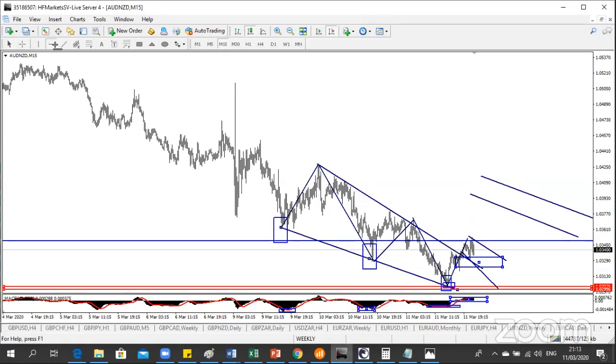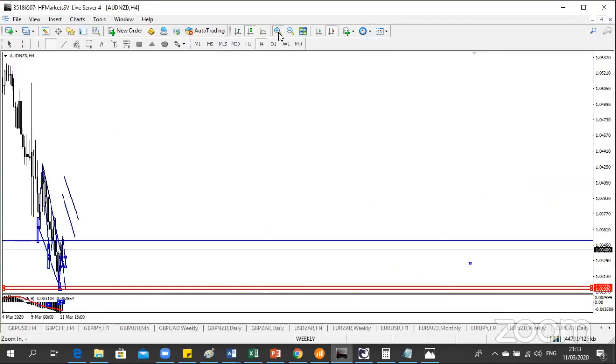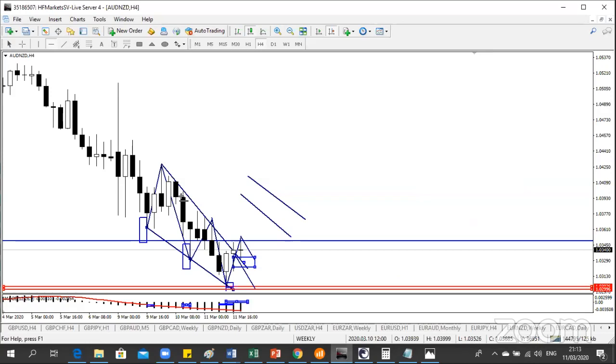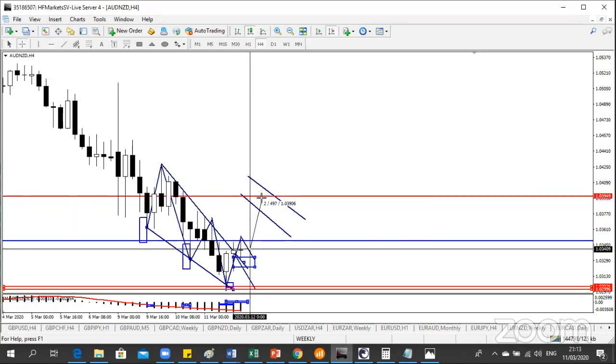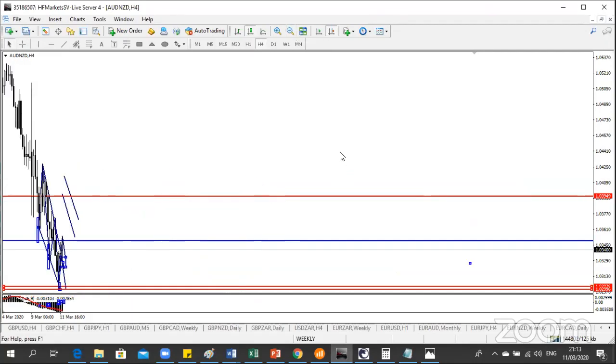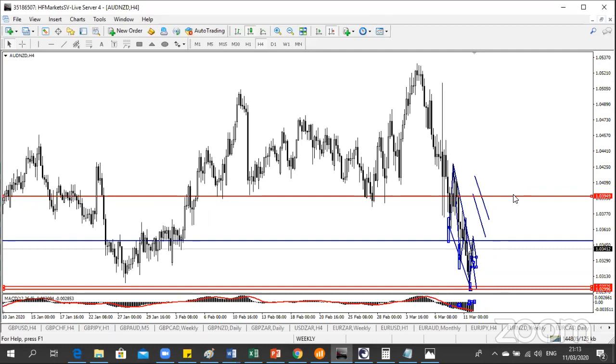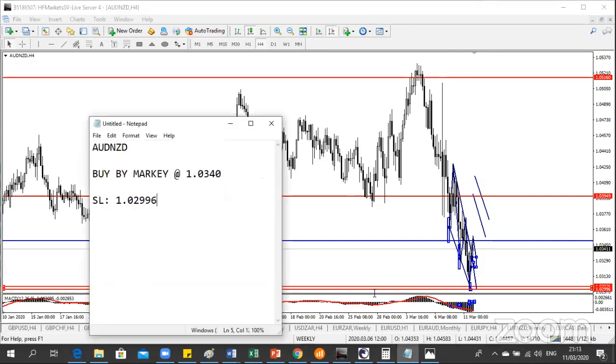So TP1 here. Let's go to 4 hours. TP1 will be here. Let's see what TP1 is. TP1 is 56 pips. And like I said, TP2 is here. Okay? 300 pips. If you can wait, wait. If you cannot wait, whenever you see where you get to, close.